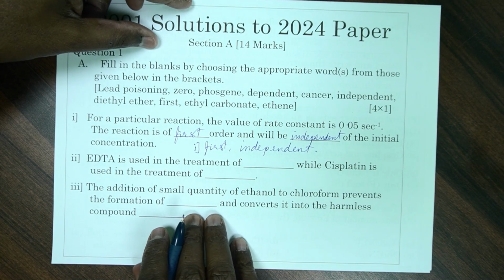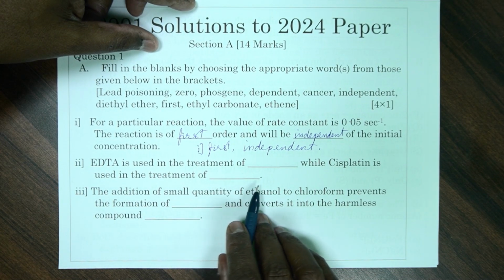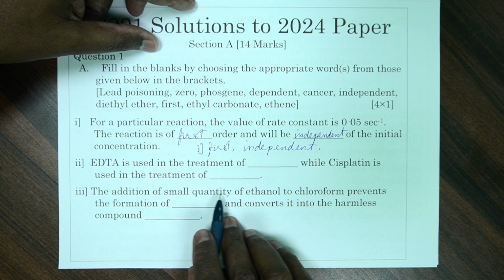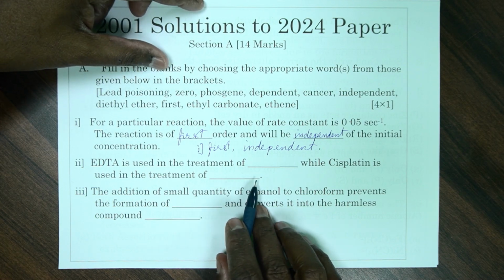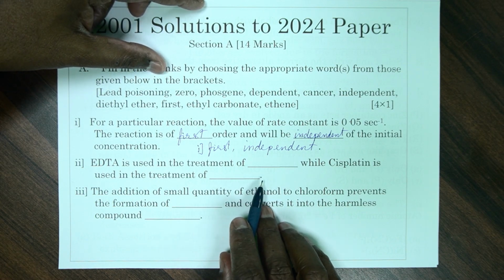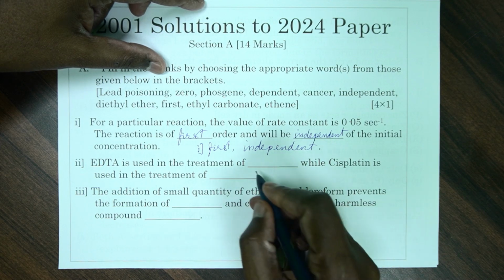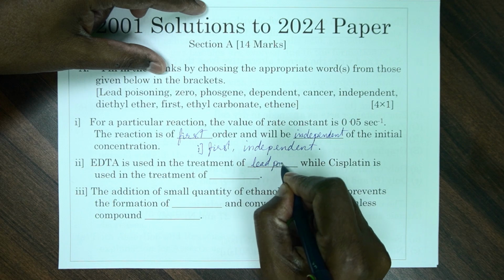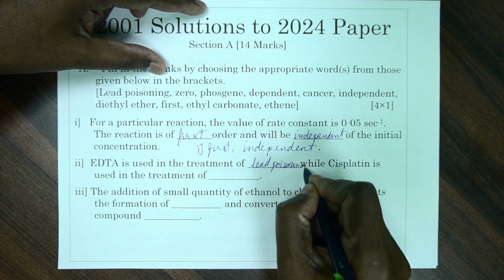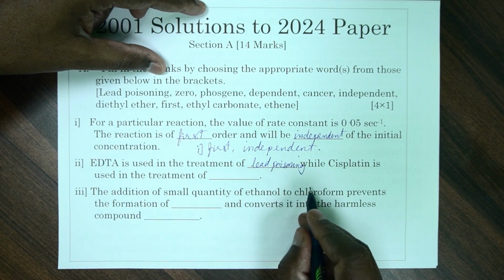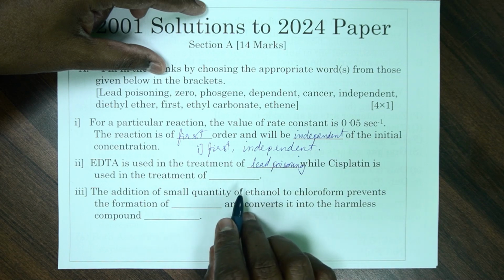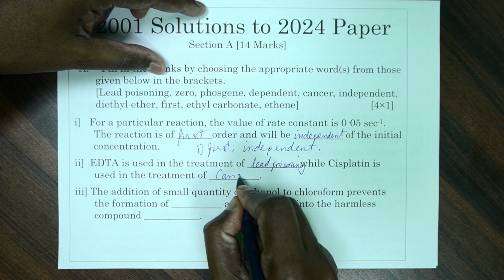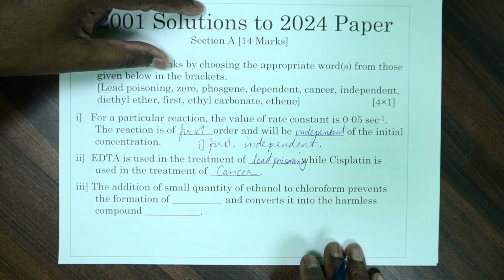Now the second question. Here we have EDTA is used in the treatment of dash while cisplatin is used in the treatment of dash. Let us look into the options given here. EDTA is used in the treatment of lead poisoning. Lead poisoning. Or you can write the question number and write the word. And cisplatin is used in the treatment of cancer. So these are the two answers.